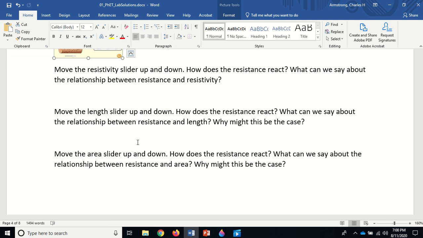Why might this be the case? Because longer length means the longer distance electrons have to go, and there are more places for them to lose energy and smash into nuclei and so on.